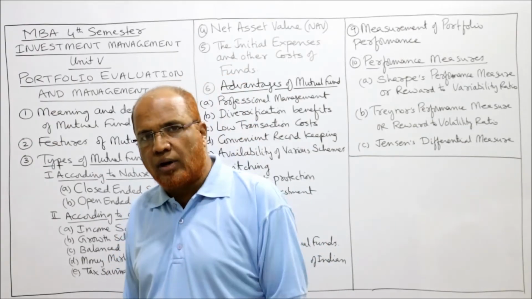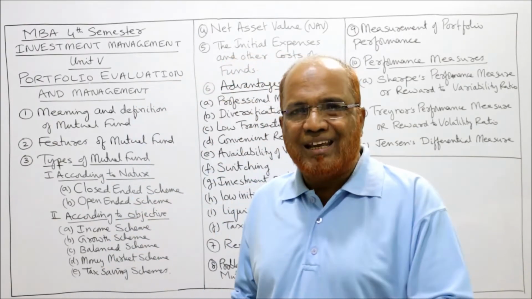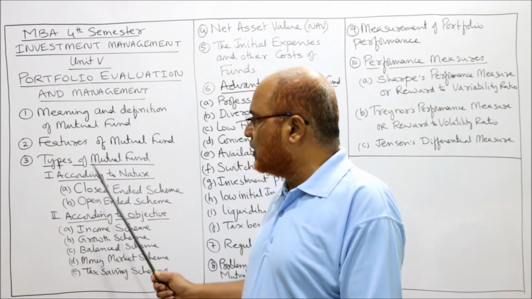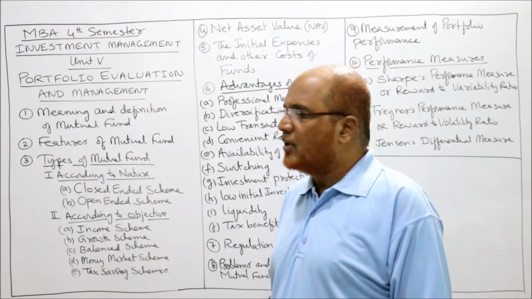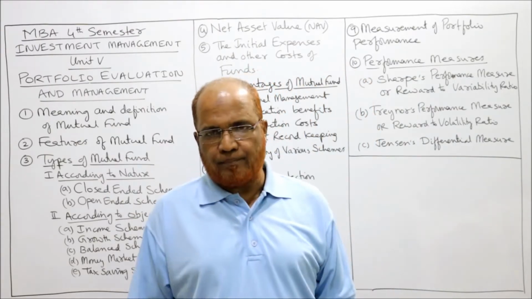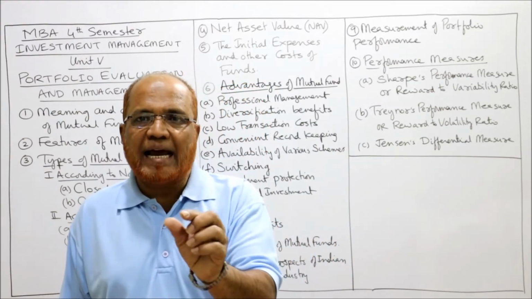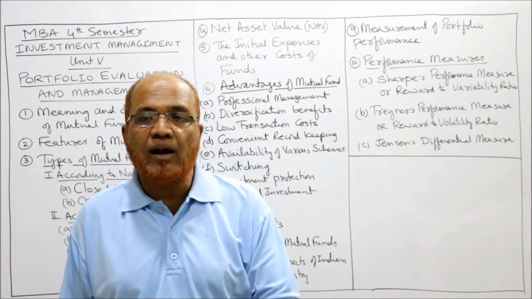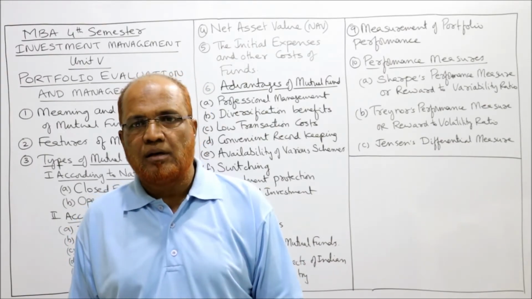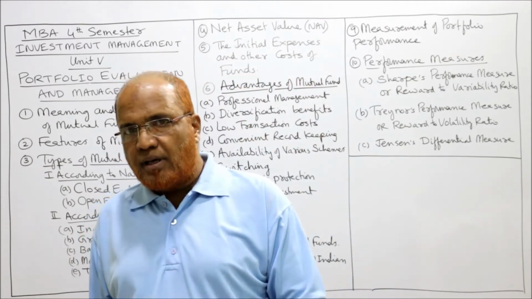Broadly, they are classified according to the nature of the scheme and the objectives of the scheme. So we can easily classify the types of investment according to nature and according to objective. First we discuss according to nature. According to nature, the investment types are closed-ended scheme and open-ended scheme. Remember these two words.